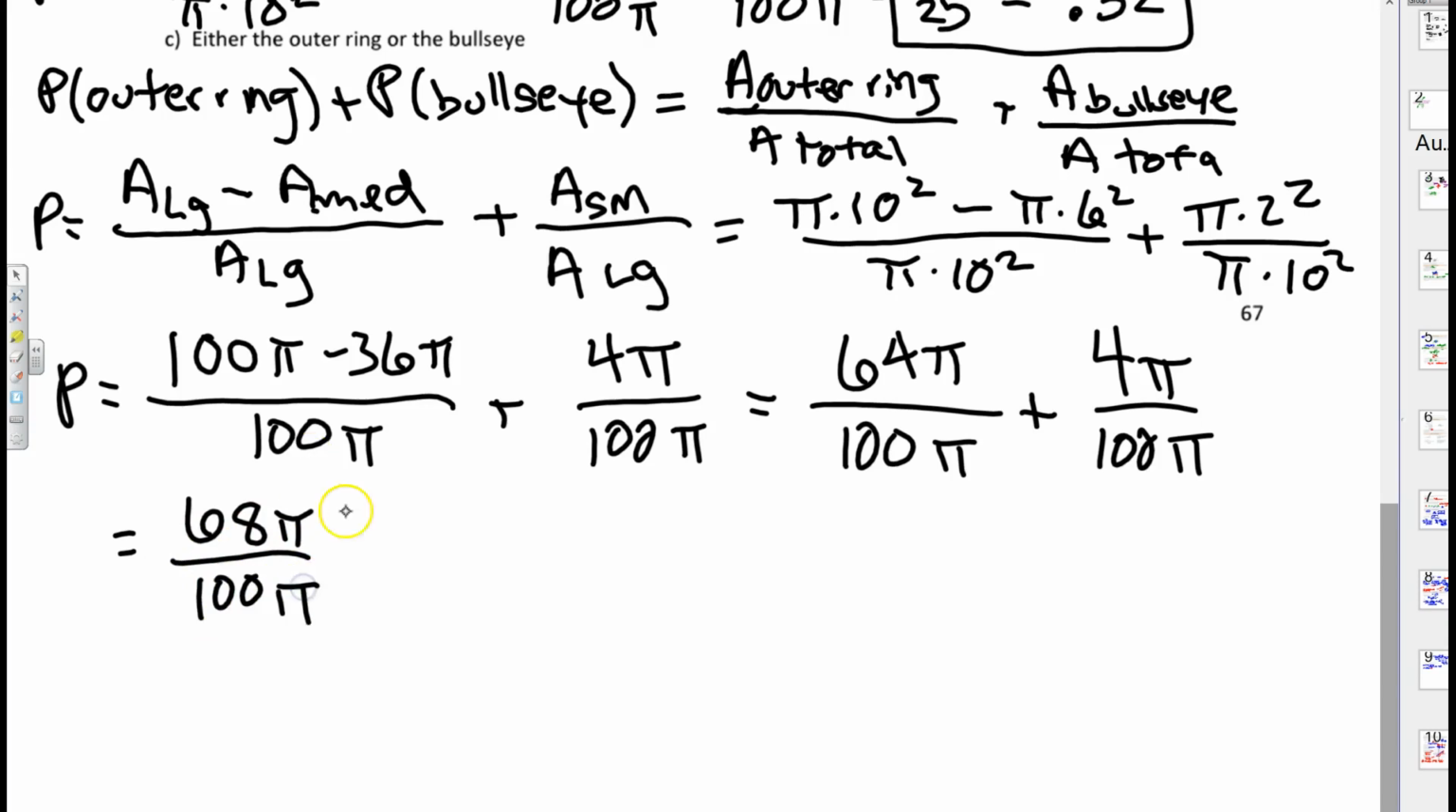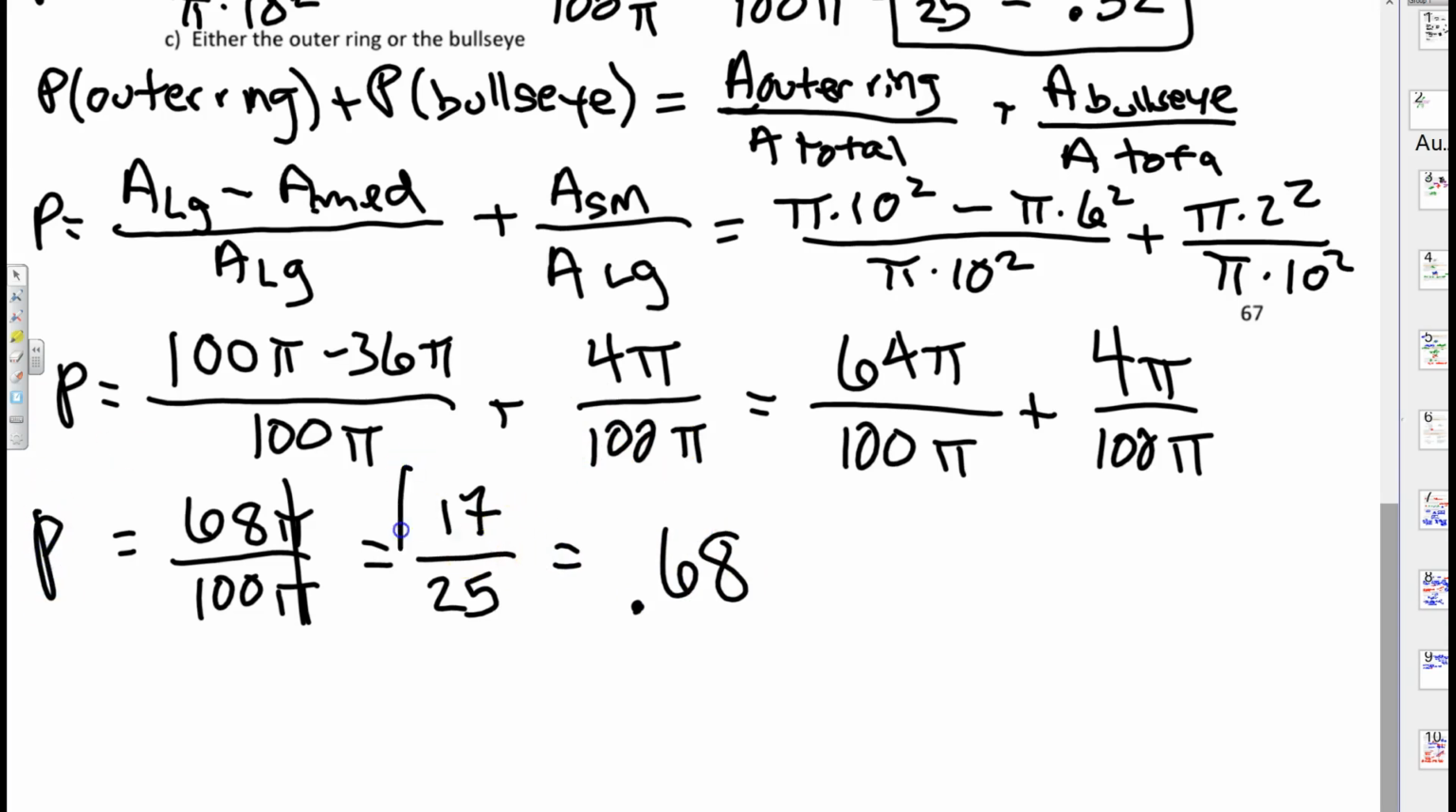We're now going to reduce that. The pi's cancel. 68 over 100 becomes 17 over 25, which when I plug it into the calculator gets me a probability of 0.68. So we have a 68% chance of hitting either the outer ring or the bullseye.